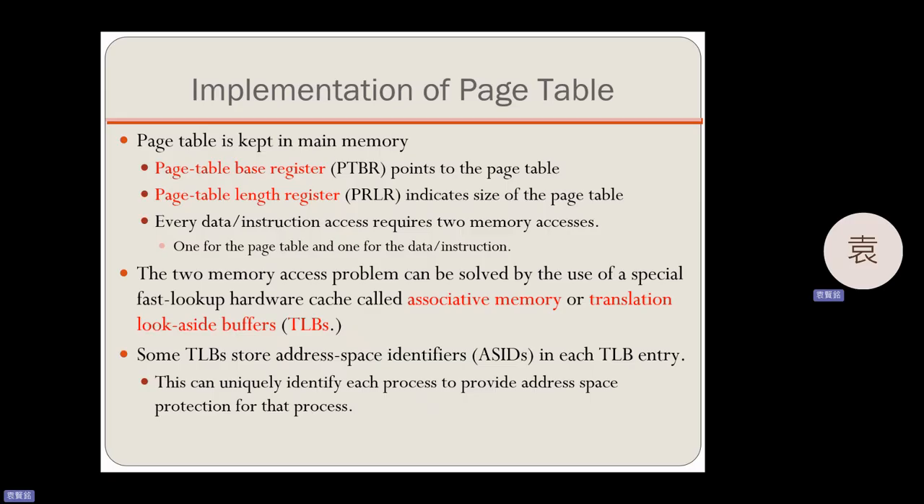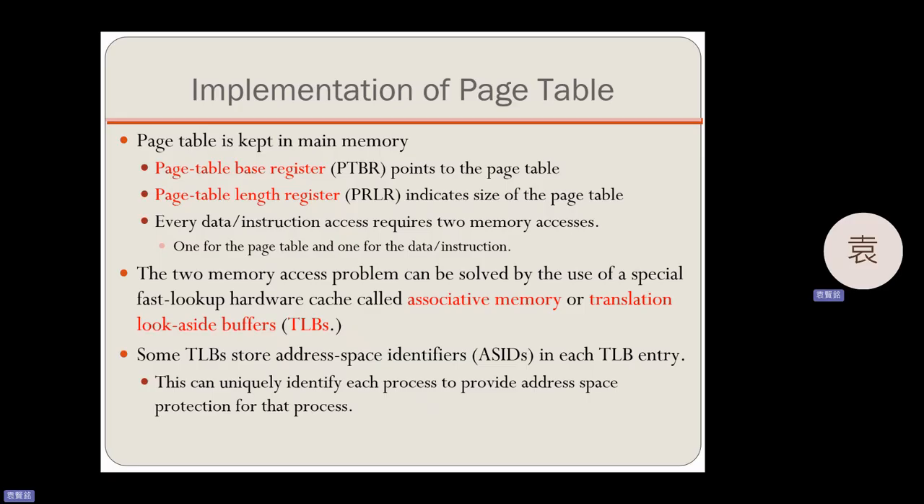Although the CPU may be fast, the real clock will be slowed down by half, because one memory access generates 2 real memory accesses. The 2 memory access problem can be solved by using a special fast search hardware cache. Sometimes we call it associative memory or translation look-aside buffer, TLB.